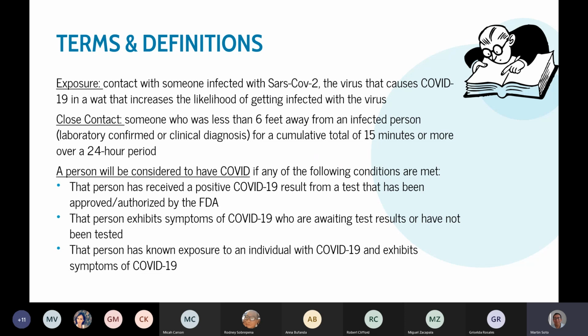Close contact means someone who was less than 6 feet away from an infected person with a laboratory confirmed or a clinical diagnosis for a cumulative time of 15 minutes or more over a 24-hour period. So what this means is that a person has to be within 6 feet or less of a person who has a confirmed case of COVID or a clinical diagnosis of COVID-19 for a cumulative time of 15 minutes. So this could be a minute or two in the morning, another minute or two later in the break, maybe 10 minutes during lunch, another 1, 2, 3 minutes throughout the day. So it has to be a cumulative of 15 minutes.